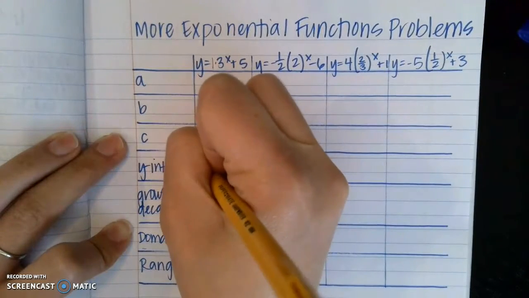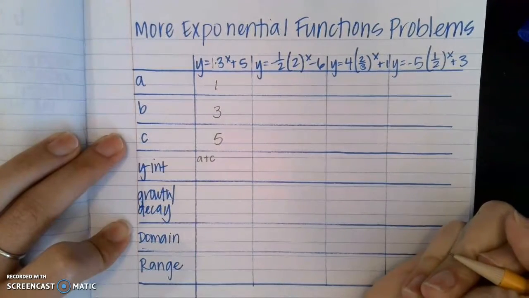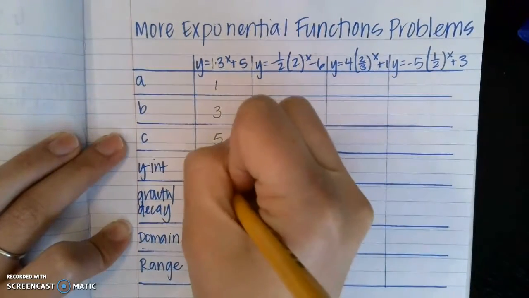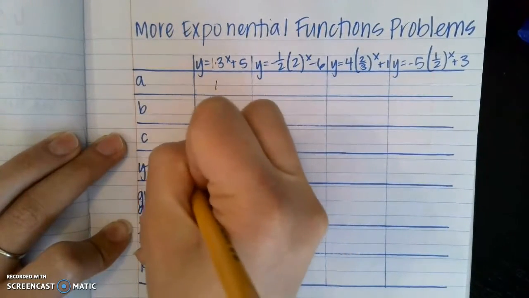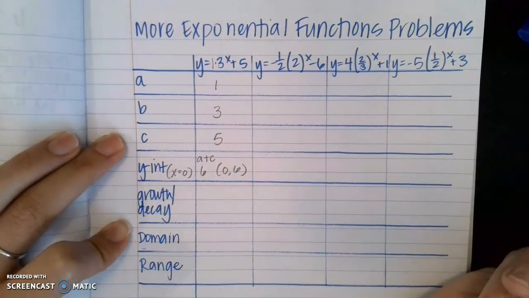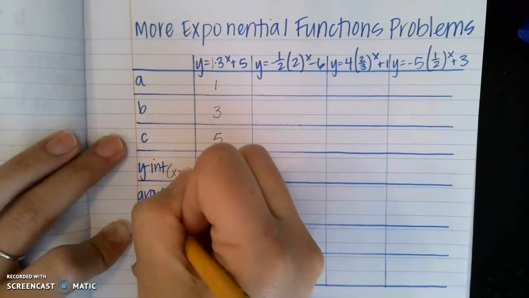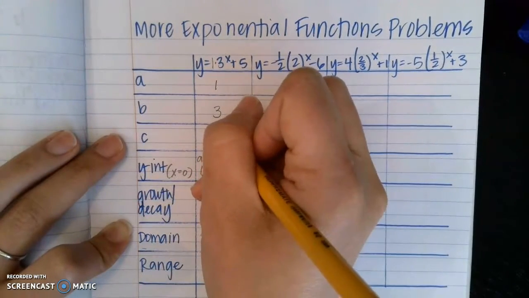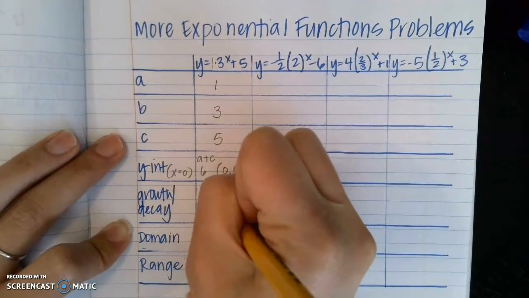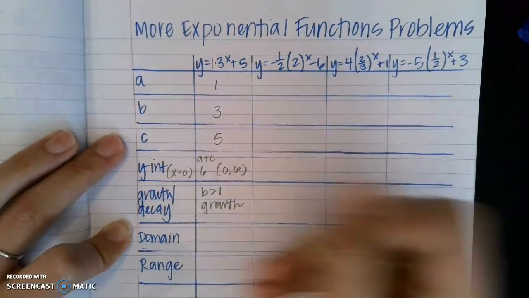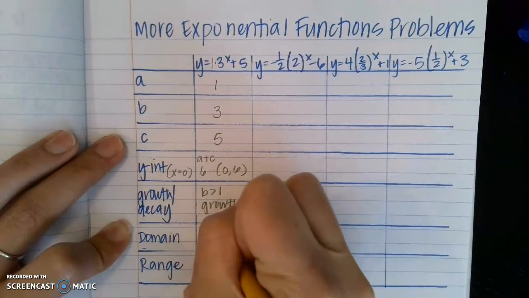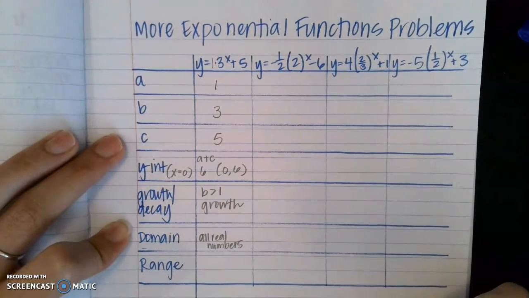My y-intercept, I taught you guys this little trick last week, was your a value plus your c value, which is 1 plus 5, which is 6. But as we write it as a point, that's when x equals 0. So our x value is 0 and our y value is 6. That's our y-intercept. My growth or decay factor is going to be determined by my b value. Because my b value is greater than 1, that means that this is an example of growth.